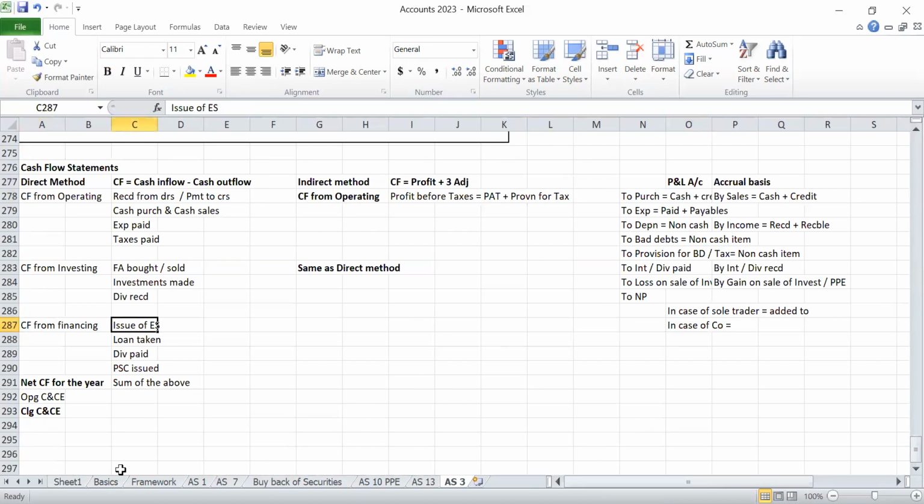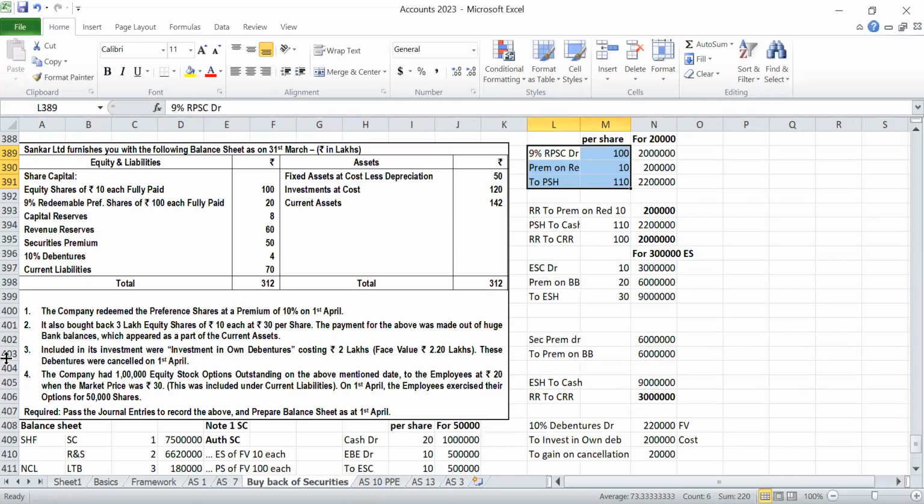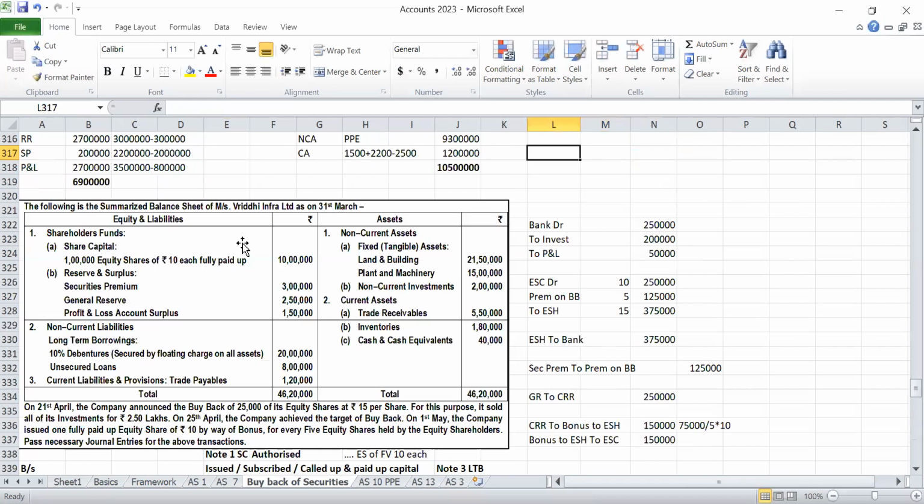Okay. So in case of a sole trader, it will be added to capital. In case of a company, it will be added to the profit and loss account, which is under the head reserves and surplus. In the company balance sheet, reserves and surplus will be there. For example, in this question, capital reserve and revenue reserve are there, correct? Under shareholders' funds, share capital, reserves and surplus, and sometimes a profit and loss account is there.